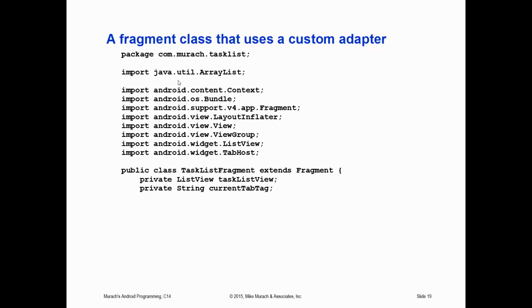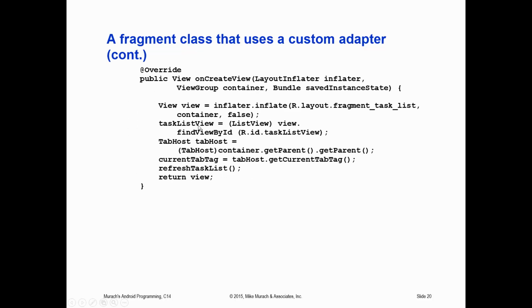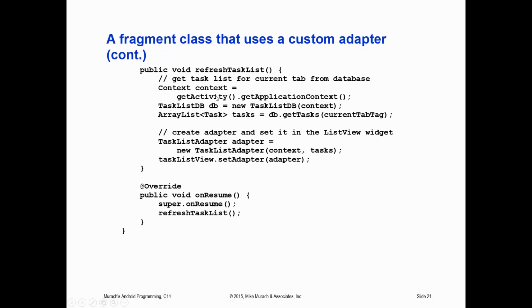Figure 14-7 on pages 450 and 451 shows a class for a fragment that uses the custom adapter. You'll notice it also has a refresh task list method in here. There it is. It gets the tasks for a list from the database and uses the custom adapter to display them.